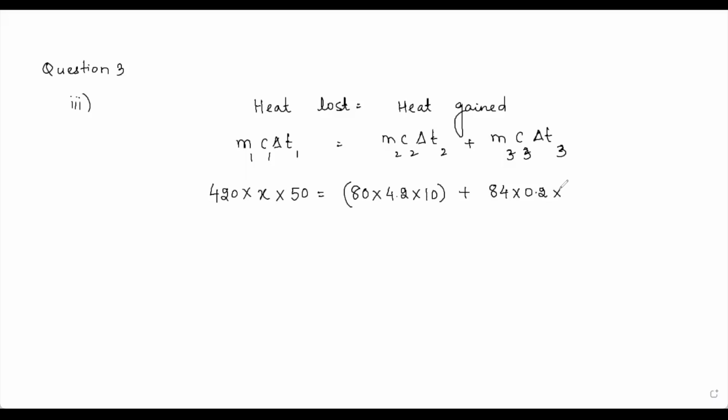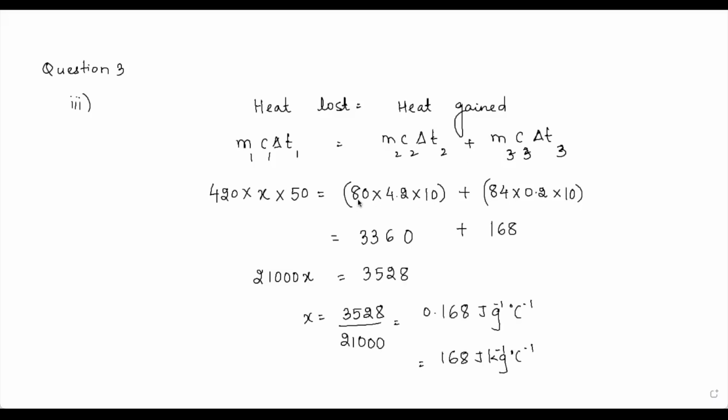Again, copper calorimeter is assumed as the same temperature of water initially, that is 20. Its final temperature is 30. Therefore, the difference of temperature will be 10. On multiplying the first term, 80 into 4.2 into 10, we get 3360. And the second term, 84 into 0.2 into 10, we get 168. Addition of these two terms is 3528.